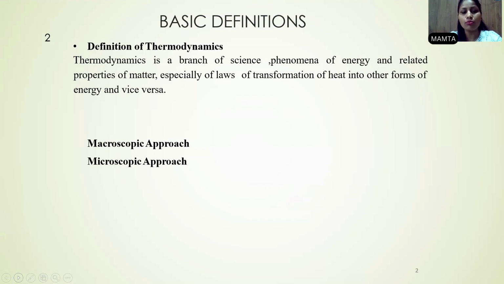Thermodynamics is basically a combination of thermo and dynamics. Thermo means temperature, and dynamics is the branch of physics that deals with the motion and forces that affect the motion of objects. Basically it involves various concepts such as velocity, acceleration, momentum, and the force acting upon the object, right? So thermodynamics is a combination of movement with applied forces and temperature.